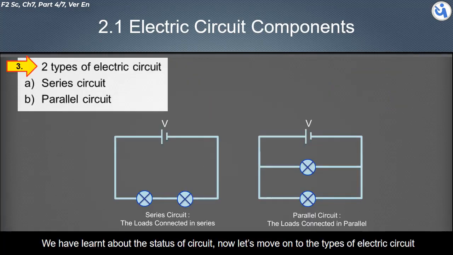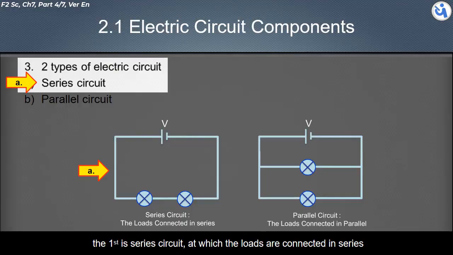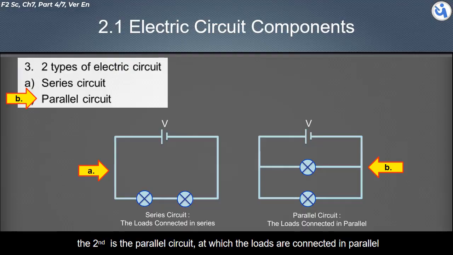We have learned about the status of circuit. Now, let's move on to the types of electric circuit. The first is the series circuit, at which the loads are connected in series. The second is the parallel circuit, at which the loads are connected in parallel.